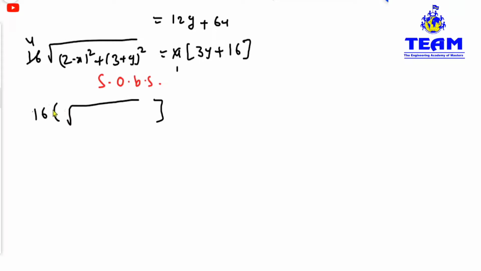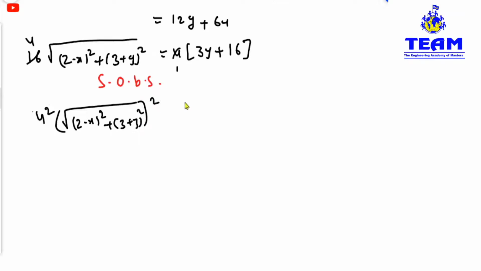I'll write it for you. This is 4 square and square of 2 minus x whole square plus 3 plus y whole square. Again square I have written here is equal to 3y plus 16 whole square. Now you split this one. This is 4 square is nothing but 16. Now your square and root getting cancelled. Then if you split this one, you see friends, 2 minus x whole square is 4 plus x square minus 4x.